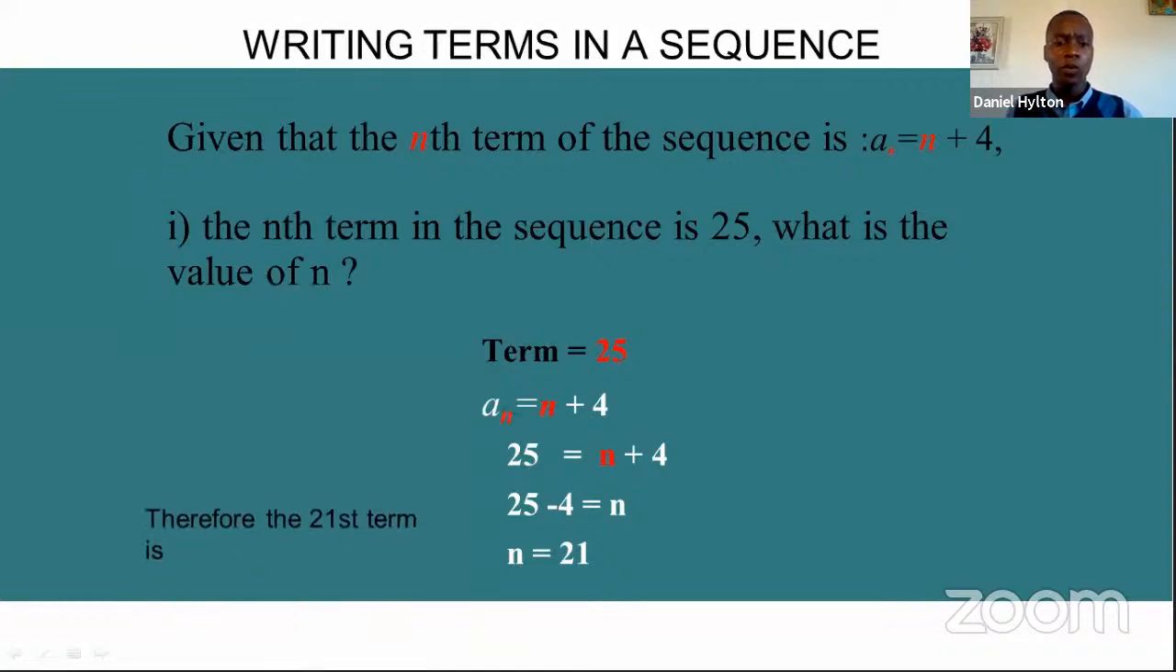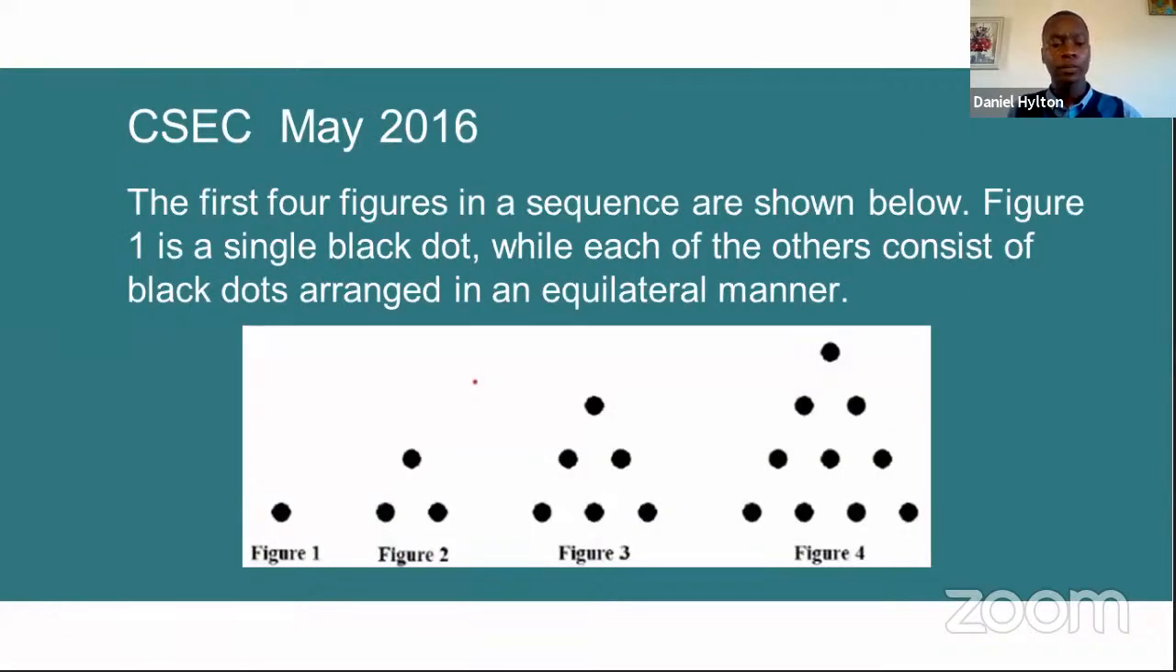All right, let's move a little bit further. So we're here for CSEC, so let's look at a CSEC question taken from the May 2016 paper. And it reads, the first 4 figures in a sequence are shown below. Figure 1 is a single block dot, while each of the other consists of block dots arranged in an equilateral manner, as seen here on the screen. So what can we say about these figures?